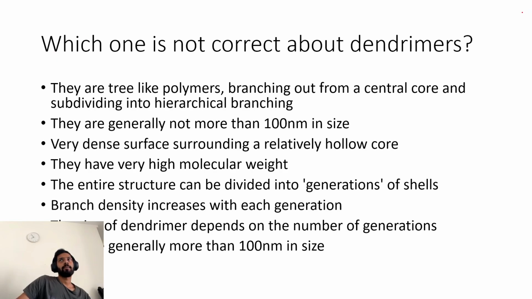Which one is not correct about dendrimers? They are tree-like polymers branching out from a central core and subdividing into hierarchical branching. They are generally not more than 100 nanometers in size. They have a very dense surface surrounding a relatively hollow core. They have very high molecular weight. The entire structure can be divided into generations of shells. Branch density increases with each generation. The size of the dendrimer depends on the number of generations. They're generally more than 100 nanometers in size.